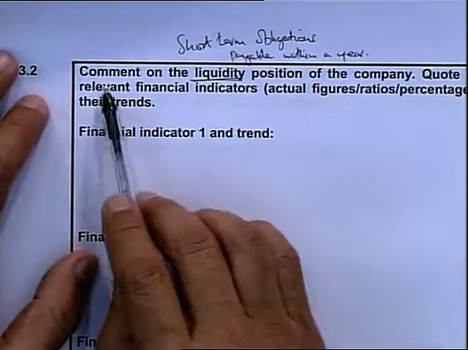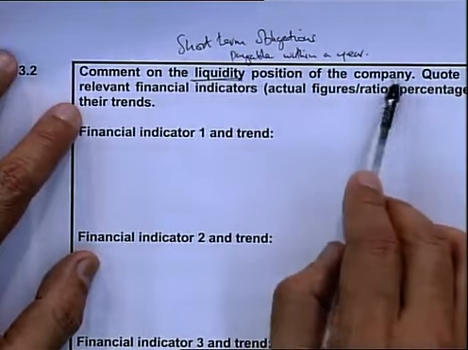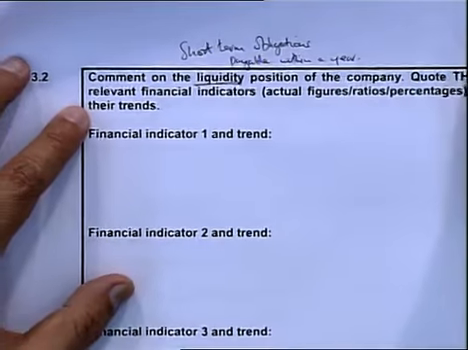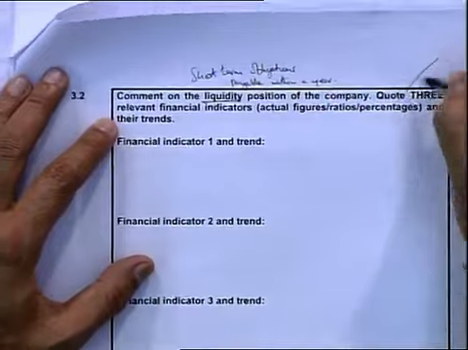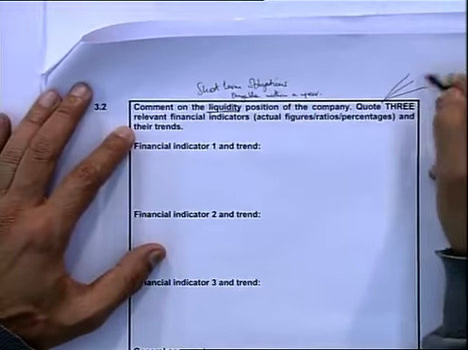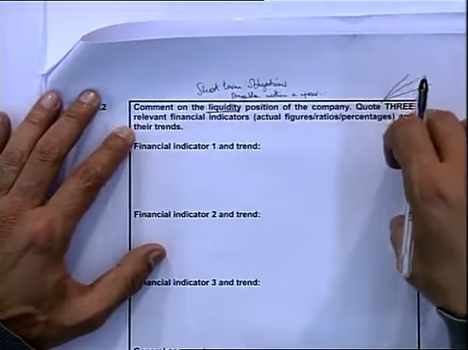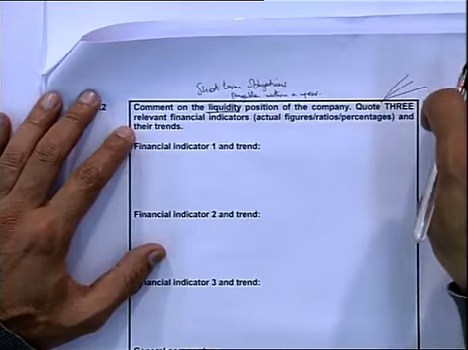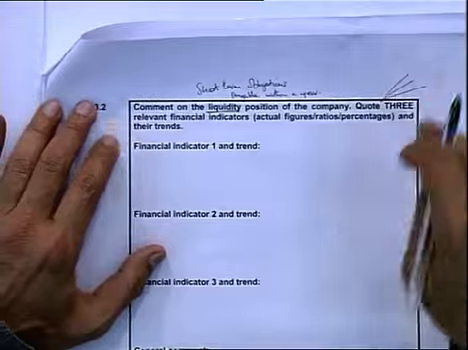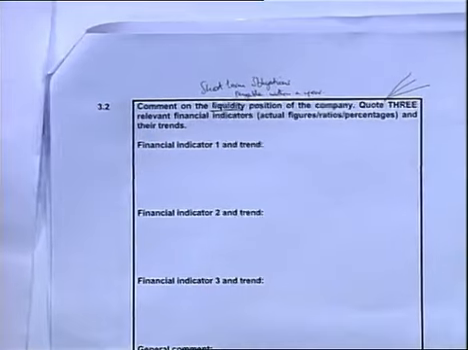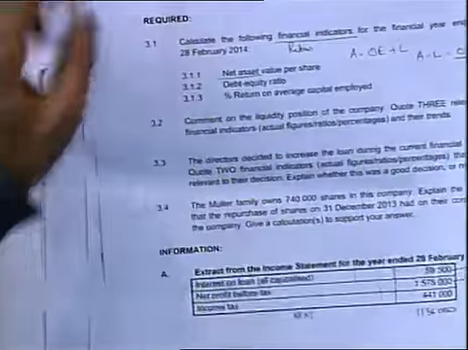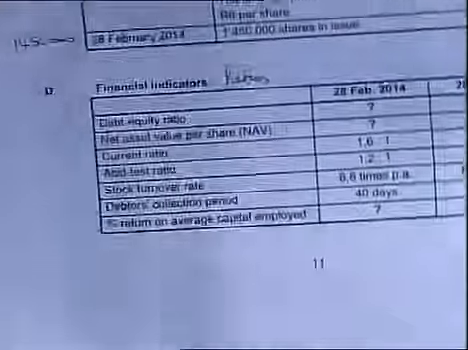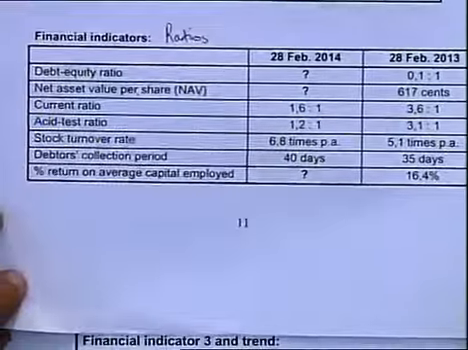So they say comment on the liquidity position of the company, quote 3 financial indicators. Normally with liquidity there are 6. They only want us to extract 3 from the information that they give us. But there are 6 liquidity ratios. So we just have to look for those items in the information, find them, and then we have to comment.